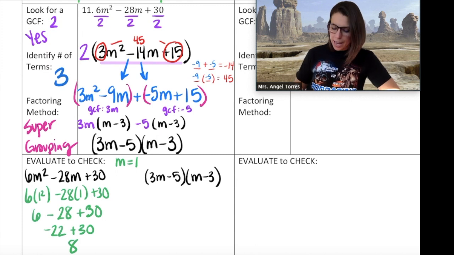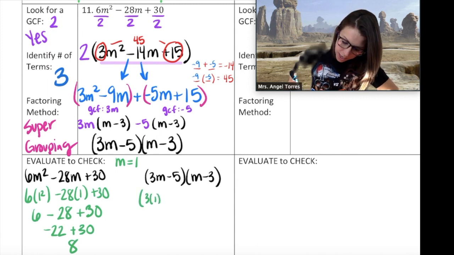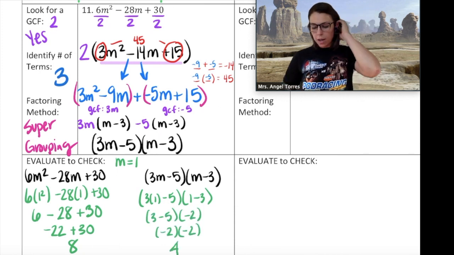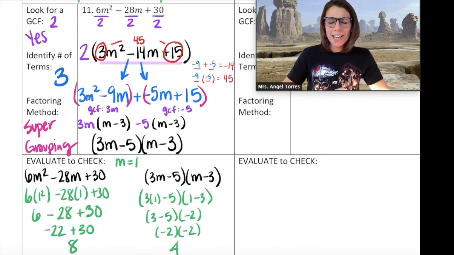Let's check the second expression. 3 times 1 minus 5 times 1 minus 2. That's 3 minus 5 times negative 2. That's negative 2 times negative 2, which is an expression of 4. So I made a mistake here. Uh-oh, I made a mistake here. I got 8 in the first expression and 4 in the second. What did I do wrong?